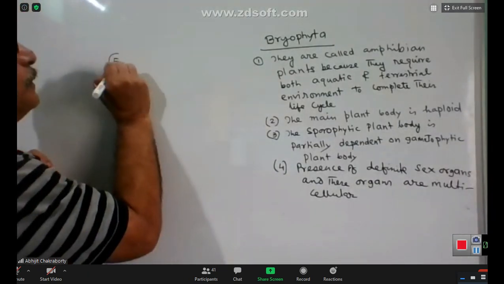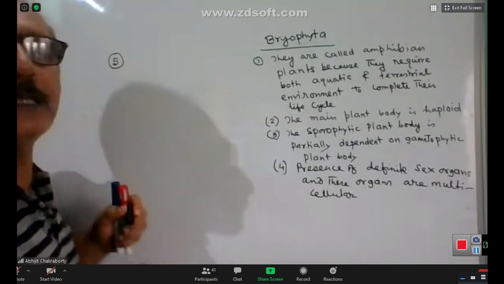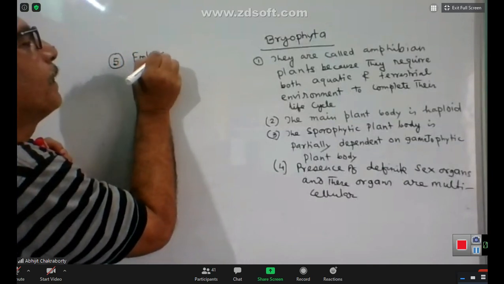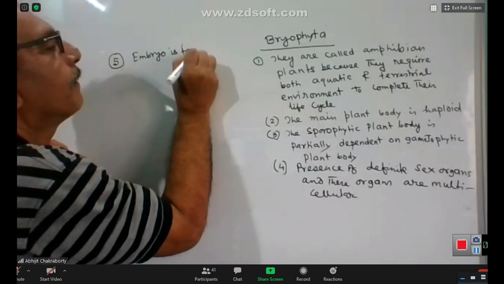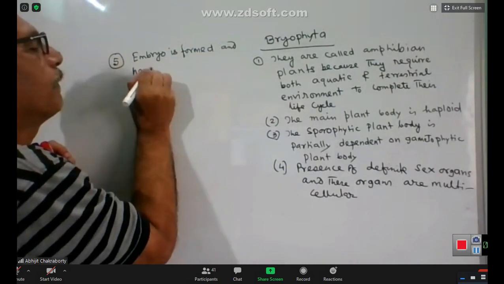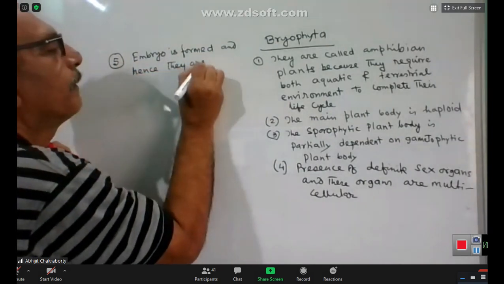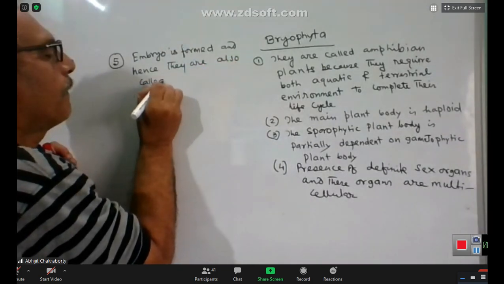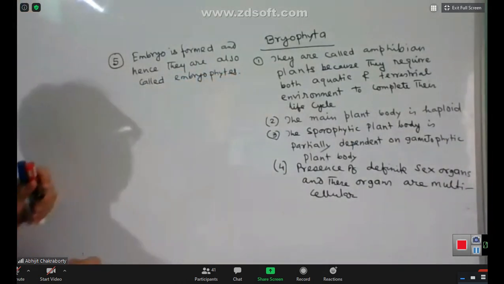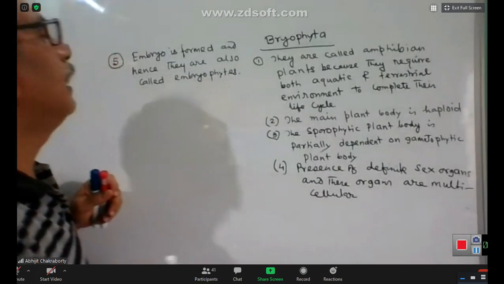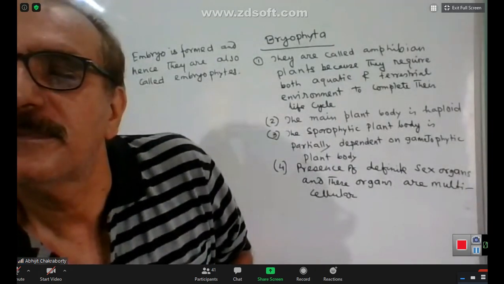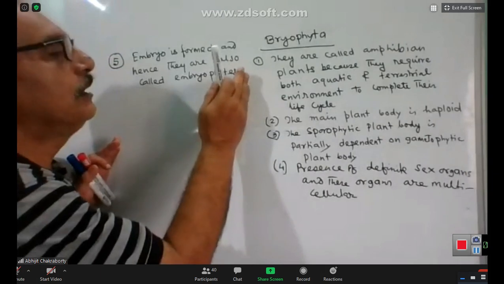Next, point 5. This is the first plant group where embryo is formed, and hence they are also called embryophytes. The embryo is formed, hence they are also called embryophytes. So these are the basic structures.